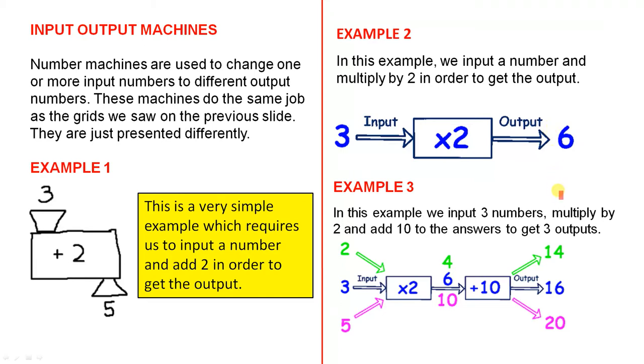This one is a little bit more involved. In this example, we input 3 numbers, multiply by 2, and add 10 to the answers to get 3 outputs. So we input 2, 3, and 5. When you input 2, you multiply that by 2 to give you 4. When you input 3, you multiply that by 2 to give you 6. And when you input 5, you multiply that by 2 to give you 10. For the next stage, you add 10 to each of these. 4 plus 10 is 14, 6 plus 10 is 16, and 10 plus 10 is 20. So that machine is just a little bit more involved.